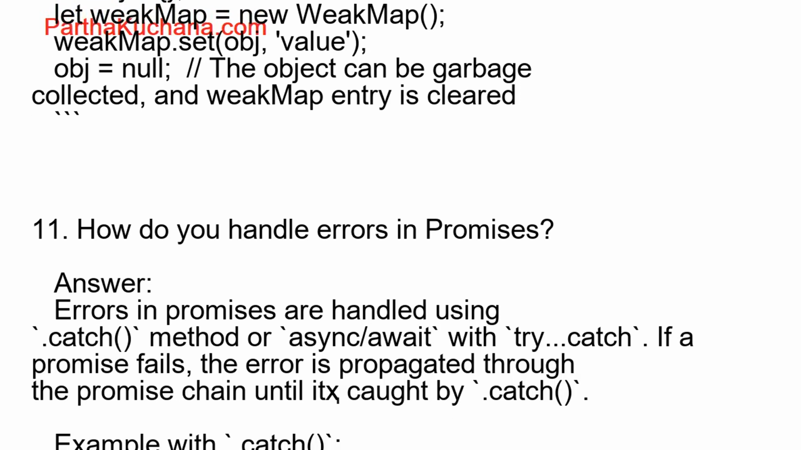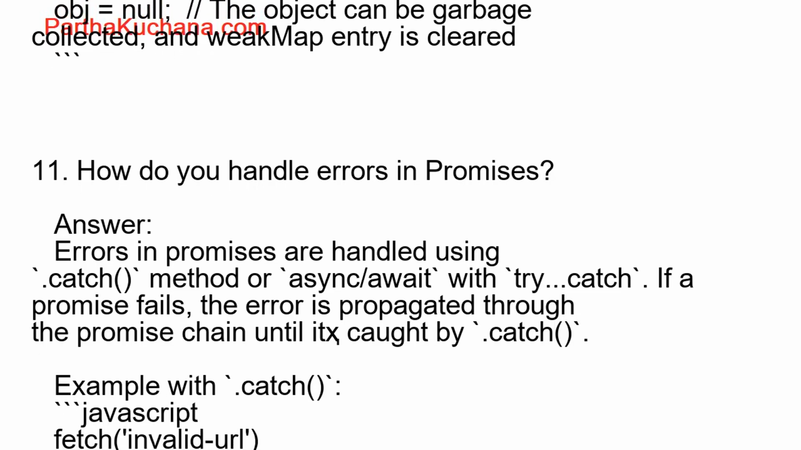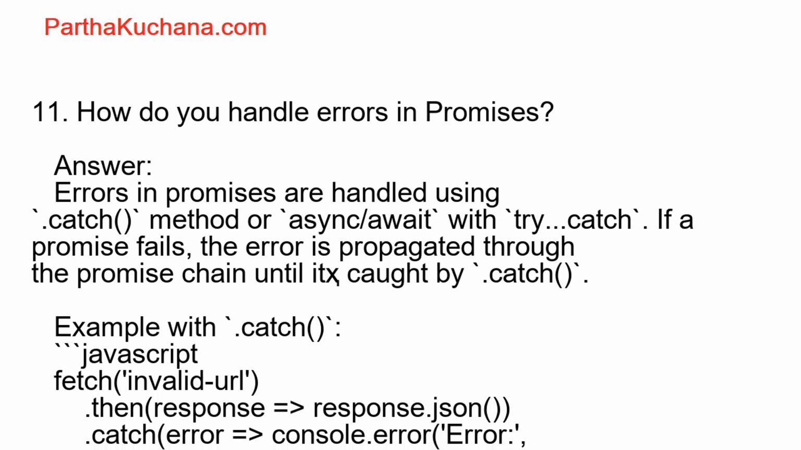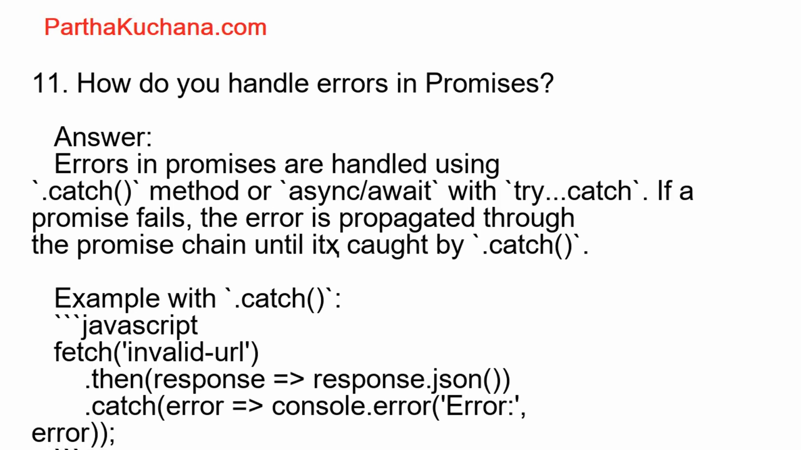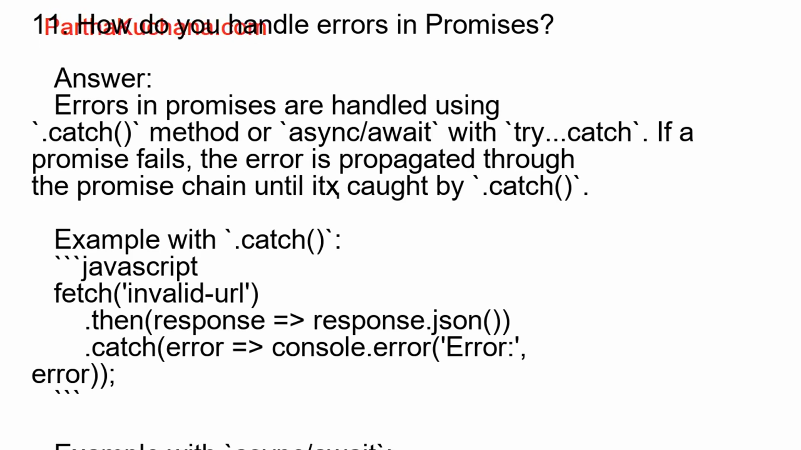12. What are higher-order functions in JavaScript? Answer. A higher-order function is a function that takes another function as an argument or returns a function. Higher-order functions allow functional programming techniques such as composition, currying, and partial application.